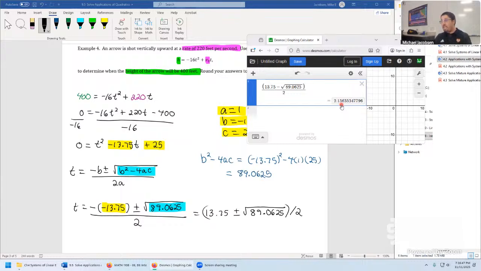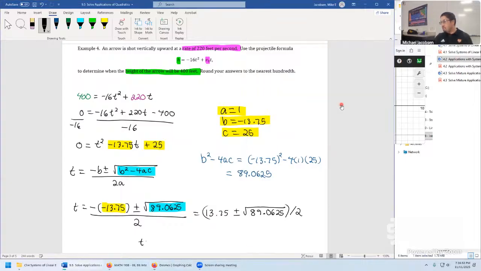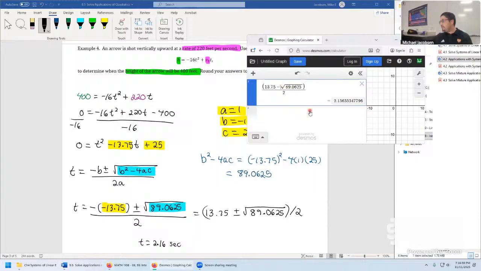So to the nearest hundredth, our first potential candidate is time. The amount of time it'll take for this arrow to reach a height of 400 feet is 2.16 seconds. So 2.16 seconds really has a lot of hang time here. If you put in the plus on this one, it comes out as 11.59 seconds.